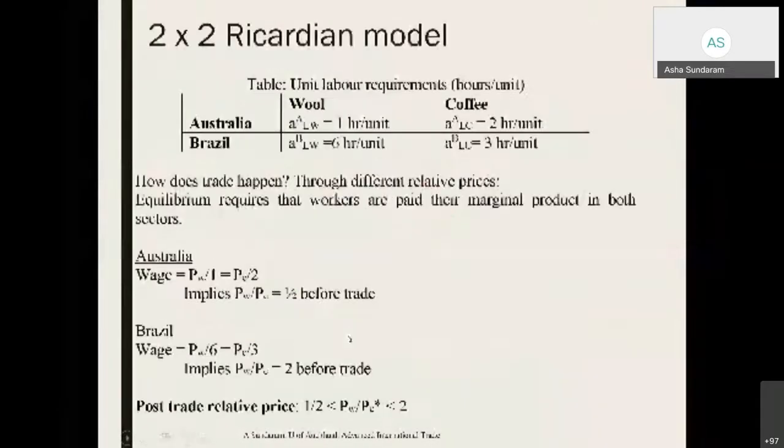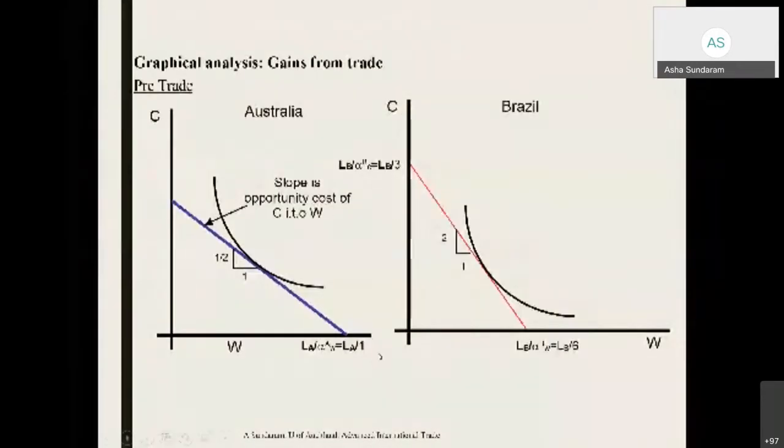If it has 10 hours, how much coffee can Australia make? That's going to be 5, right? Because you divide 10 hours by 2 hours for coffee per unit. So you can make 5 coffees. So the PPF intersects the y-axis at 5, and that's a 10 here, which means the slope of this line is going to be 1/2. And that's a pure technology thing. So technology and the unit labor requirements will give you the PPF for Australia and the PPF for Brazil. The PPF for Australia is going to have a slope of 1/2. The PPF for Brazil will have a slope of 2.